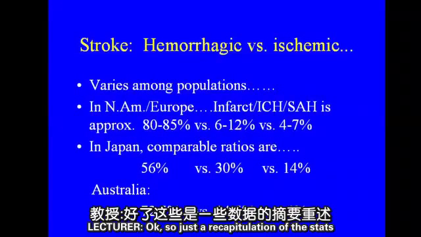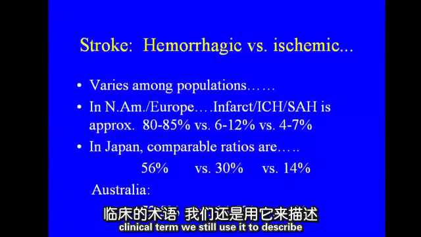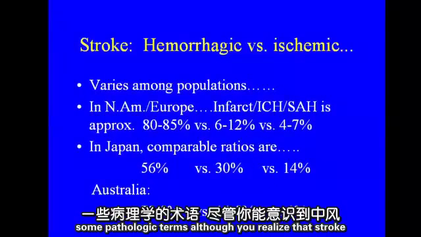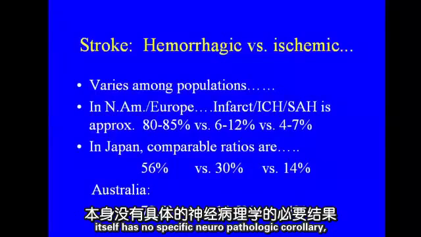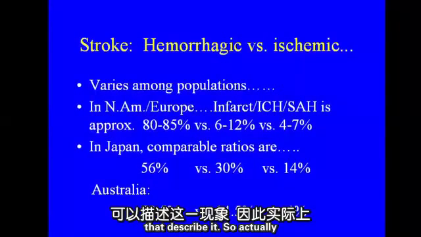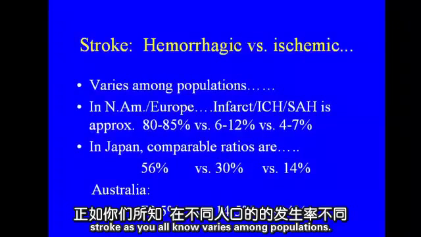So just a recapitulation of the stats on stroke. Even though stroke is really a clinical term, we still use it to describe some pathologic terms. Although we realize that stroke itself has no specific neuropathologic correlate, it's really got a spectrum of abnormalities that describe it. So actually, the incidence of hemorrhagic versus ischemic stroke, as you all know, varies among populations.